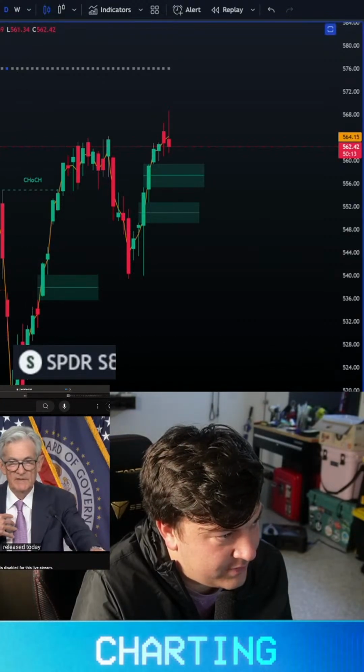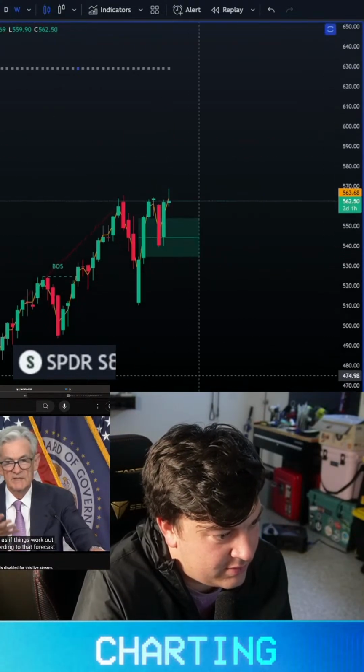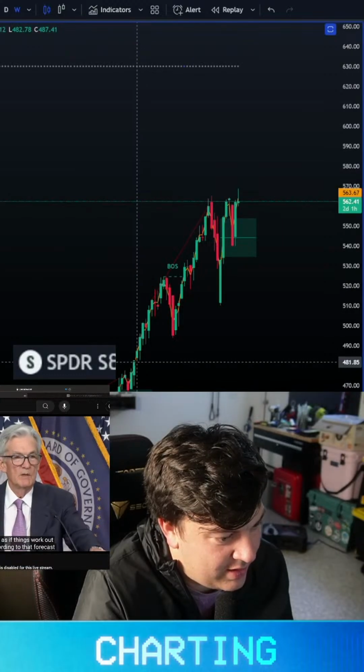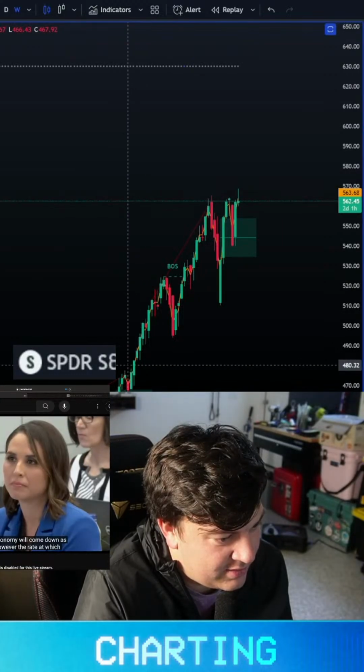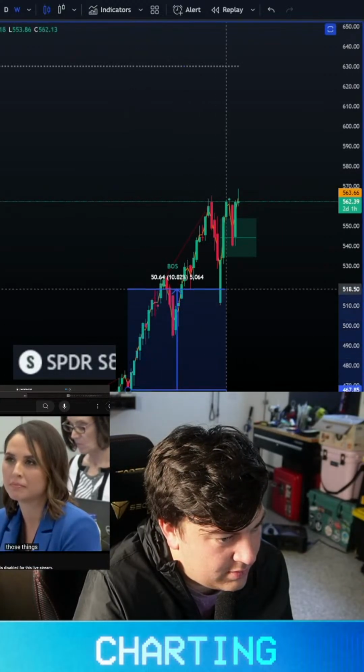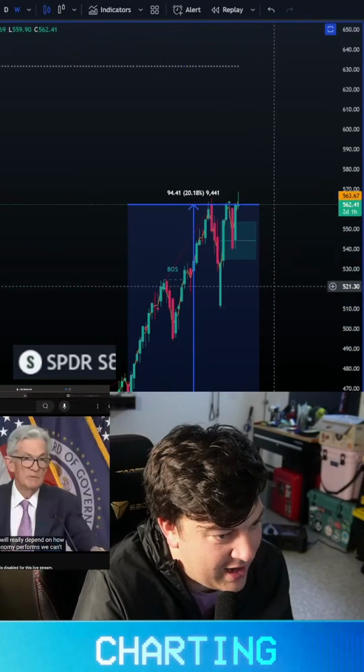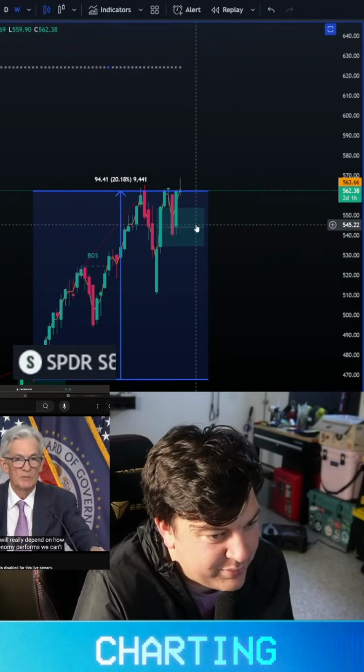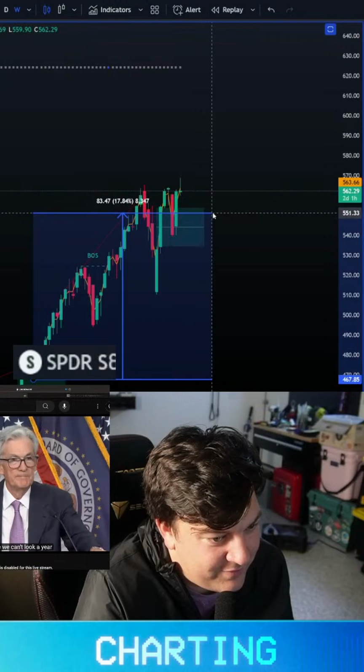And if things work out according to that forecast, rates in the economy will come down. However, the rate at which those things happen will really depend on how the economy performs. We can't look a year ahead and know what the economy's going to be doing.